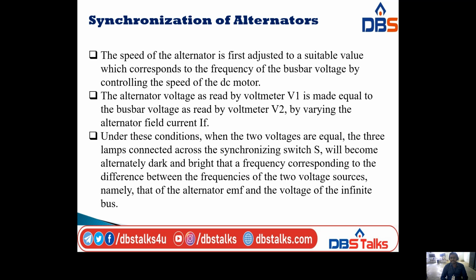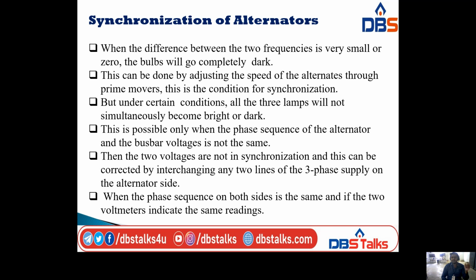Under these conditions, when the alternator voltage and busbar voltage are equal, the three lamps connected across the synchronizing switch S will become alternately dark and bright, at a frequency corresponding to the difference between the frequencies of the two voltage sources, namely the alternator EMF and the voltage of the infinite bus bar. When the difference between the two frequencies is very small or zero, the bulbs will go completely dark.